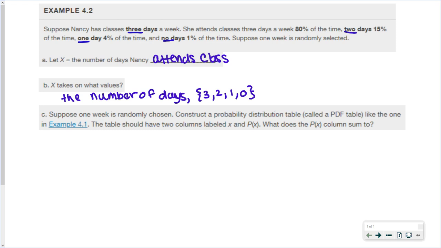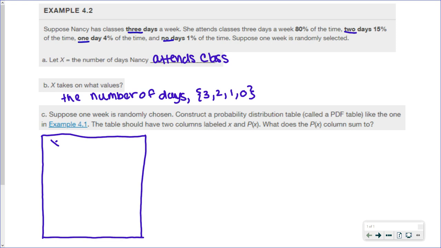Letter C. Suppose 1 week is randomly chosen. Construct a probability distribution table like the one in example 4.1. Our tables should have 2 columns, one labeled X and one labeled P of X. Remember, P of X is our probability. So I'm going to go ahead and create myself a little table here, and we're going to make one column X and one column P of X.